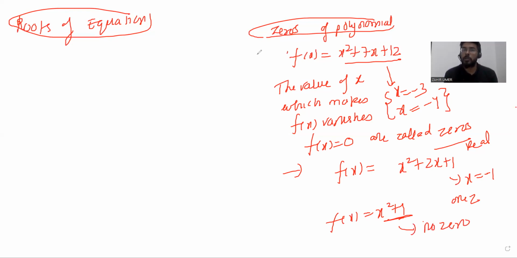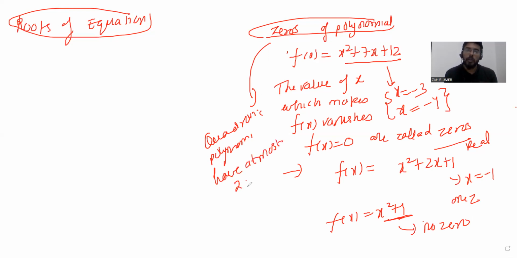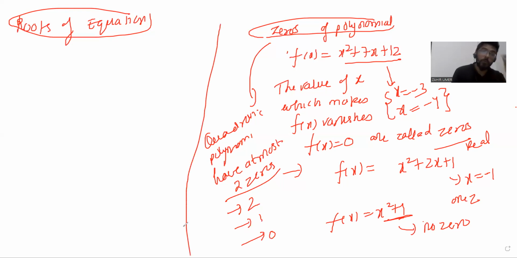So the conclusion is that a quadratic polynomial has at most two zeros. At most two zeros means it has two zeros, it has one zero, or it has zero zeros. Whether it has two, one, or zero, it is at most two. But roots of a quadratic equation are a different thing.